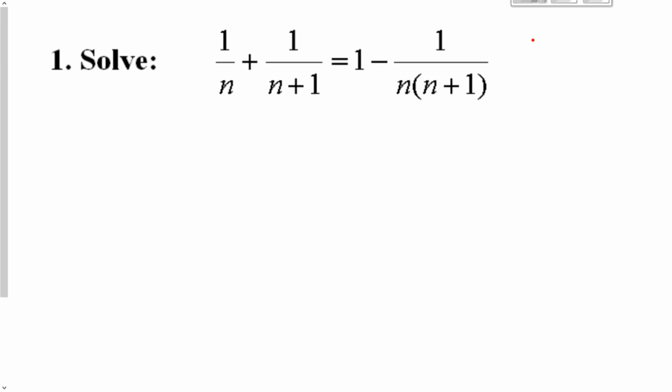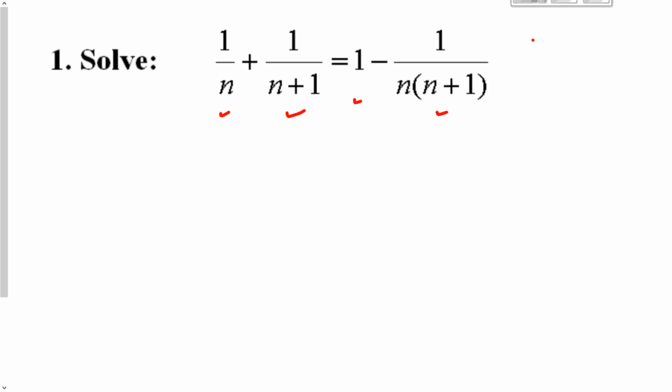So I see 4 fractions here. I see 1 over n, I see 1 over n plus 1, I see 1, which is 1 over 1, and I see the last fraction. And all of them have a denominator. The one only has 1 over 1. So we need to get them all to be the same denominator.